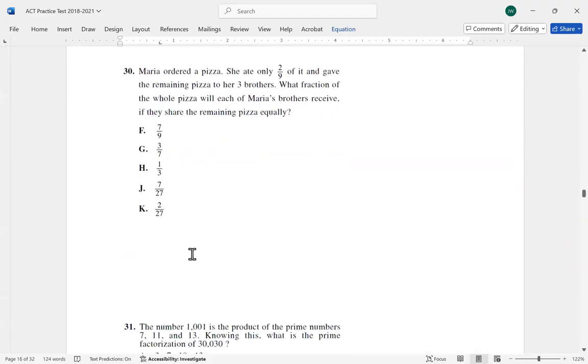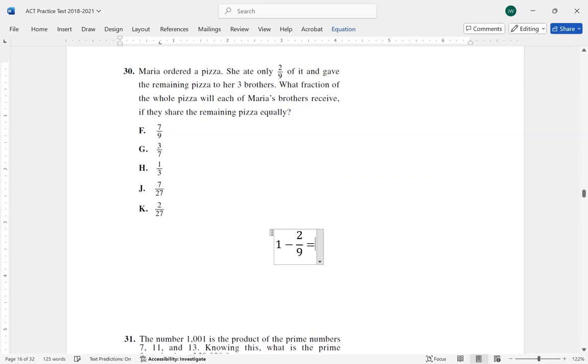Question 30. Maria ordered a pizza. She ate only 2/9 of it and gave the remaining pizza to her 3 brothers. What fraction of the whole pizza will each of Maria's brothers receive if they share the remaining pizza equally? So if she ate 2/9, then 7/9 of the pizza is left.